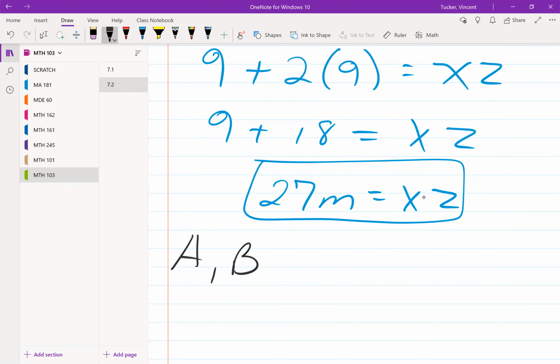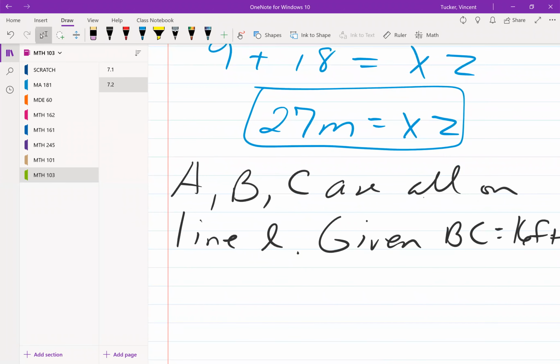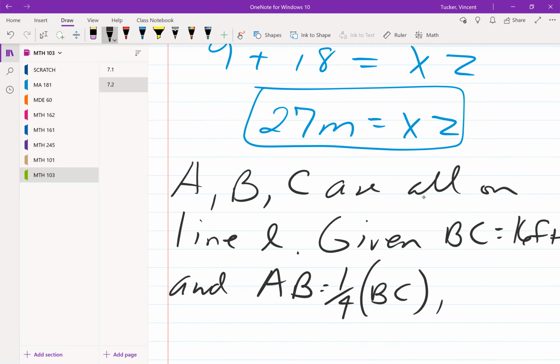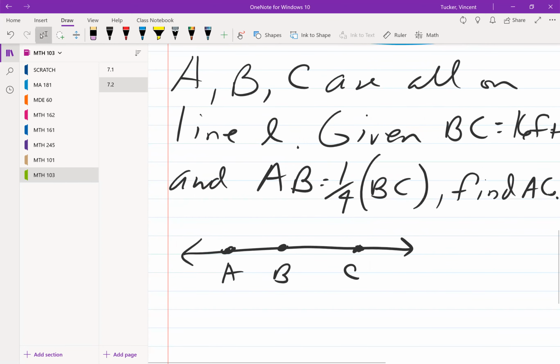We have A, B, C all on line L. Given BC is equal to 16 feet, and AB is equal to 1/4 of BC, find AC. All right, so they give us this line segment, or this line.